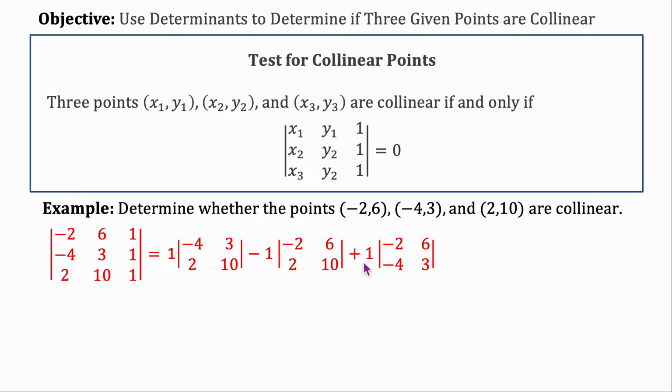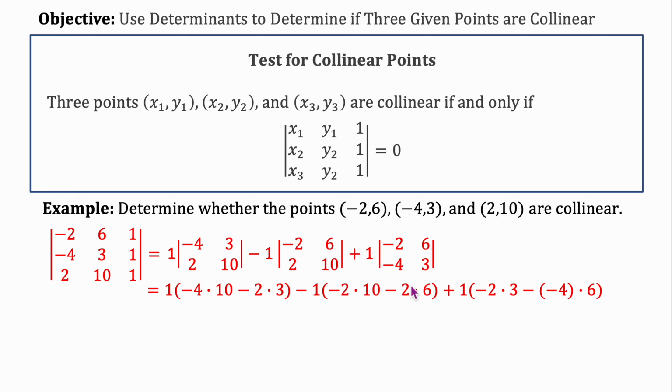Now remember, for a 2 by 2 matrix, in order to find its determinant value, we're going to cross multiply. We're going to start in our upper left corner. We're going to multiply, and subtract the value of the multiplication of this diagonal down here. So I've expanded all that out, but let's just talk through what we would do. Okay, so it would be 1 times the quantity of -4 times 10 minus 2 times 3. -1 times the quantity of -2 times 10 minus 2 times 6. +1 times the quantity of -2 times 3 minus -4 times 6.